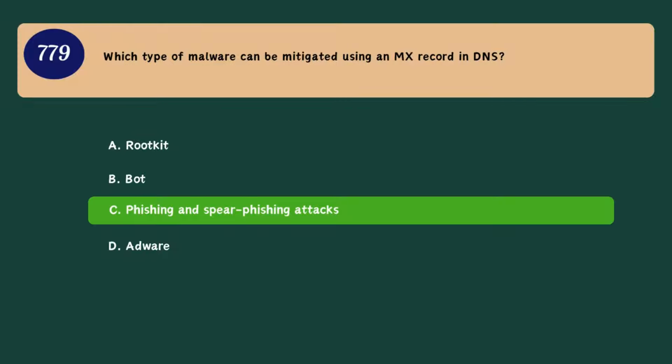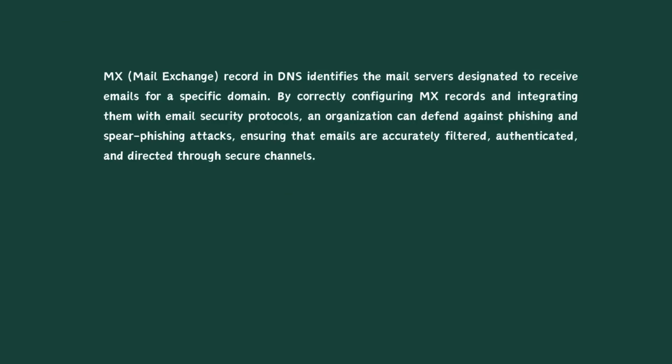Correct answer. C. Phishing and spear phishing attacks. An MX record in DNS identifies the mail servers designated to receive emails for a specific domain. By correctly configuring MX records and integrating them with email security protocols, an organization can defend against phishing and spear phishing attacks, ensuring that emails are accurately filtered, authenticated, and directed through secure channels.